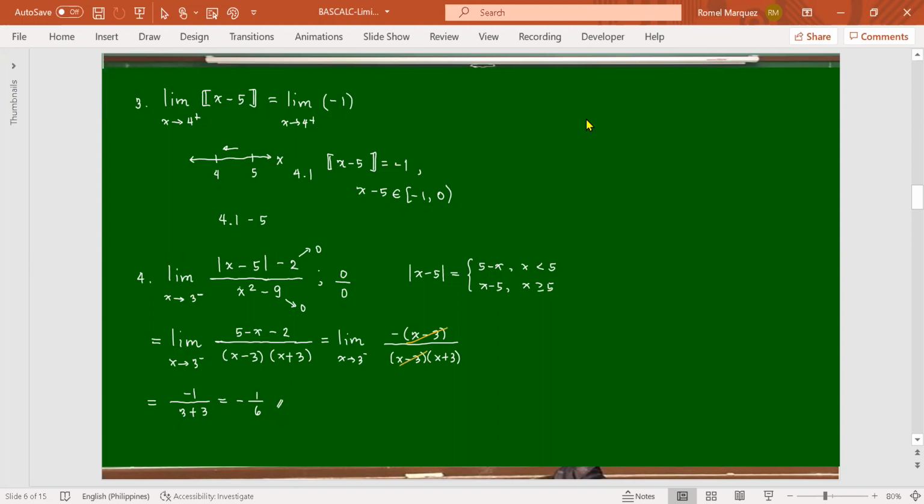Any question, guys? Guys, any question? None po. Limit as x approaches, let's say, negative 3 from the right. Malapit nang mag-time.